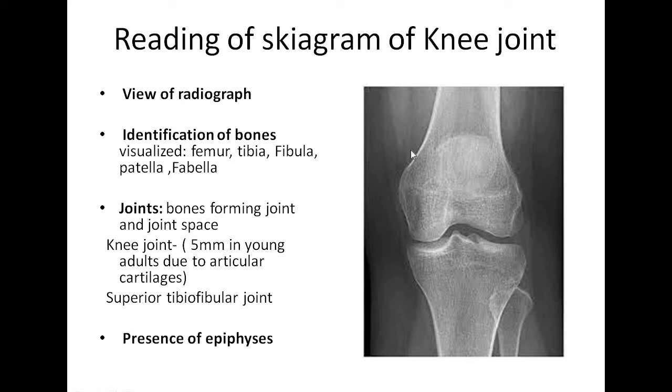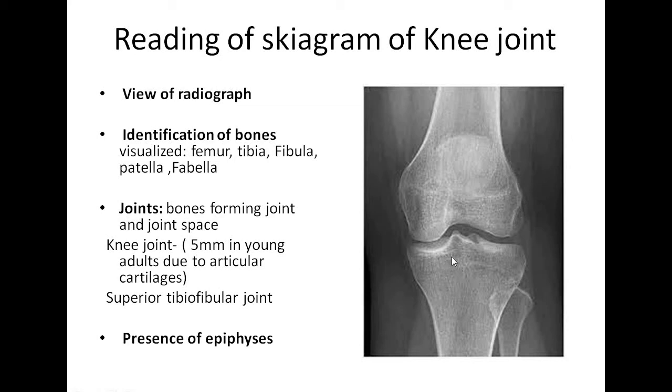Now this is the antero-posterior view of knee joint. In this the bones visualized are lower end of femur with right and left femoral condyle, upper end of tibia with medial and lateral condyle of tibia and intercondylar eminence, upper end of fibula, and patella, which is overlapping the lower end of shaft of femur around 1 cm above the knee joint. Sometimes fabella, which is a sesamoid bone in the lateral head of gastrocnemius, is seen.